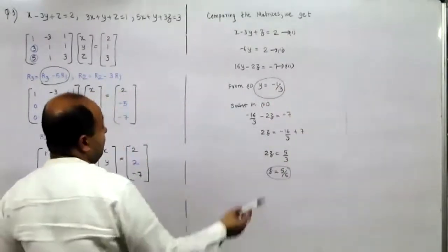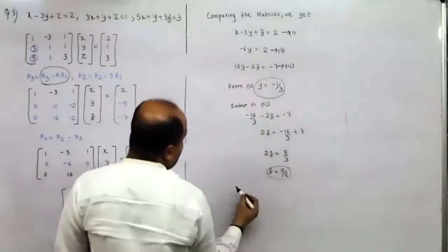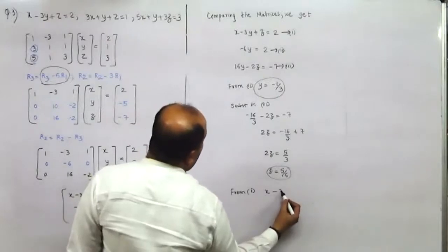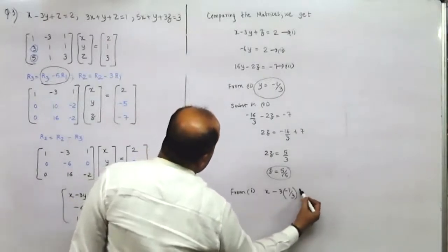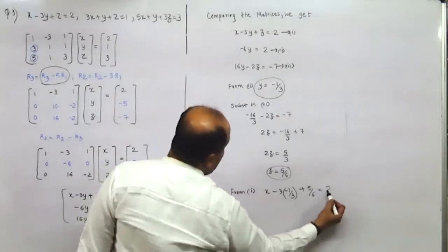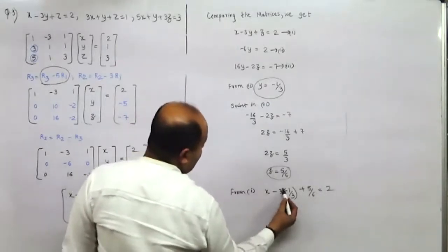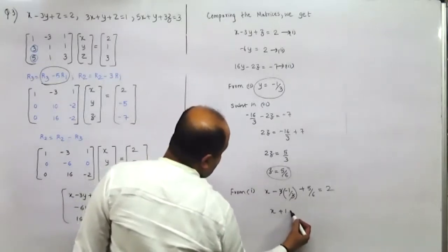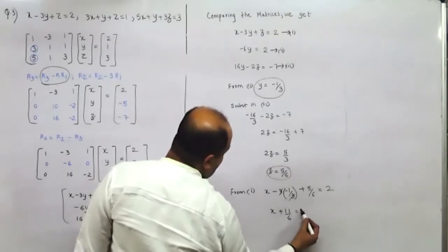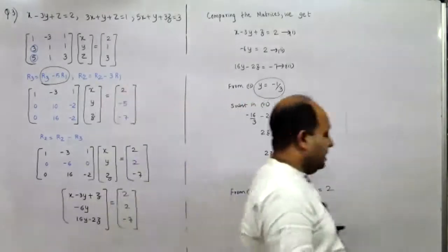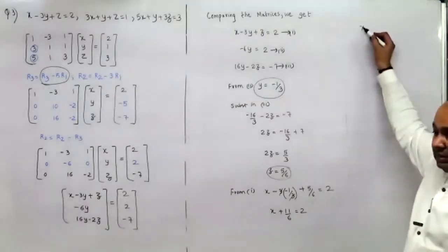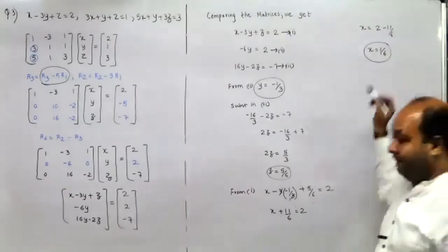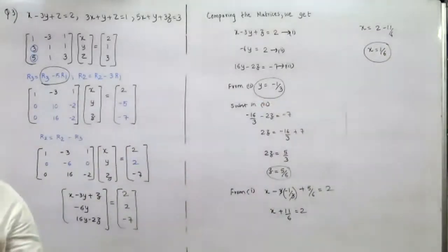Then z and y you substitute here. So what do you get here? x minus 3y plus z is equal to 2. So here this would be x plus 1 plus 5 by 6. So this would be 6 plus 5, 11 by 6, equal to 2. So x is 2 minus 11 by 6. So x is 1 by 6. Sir, it's right, right?